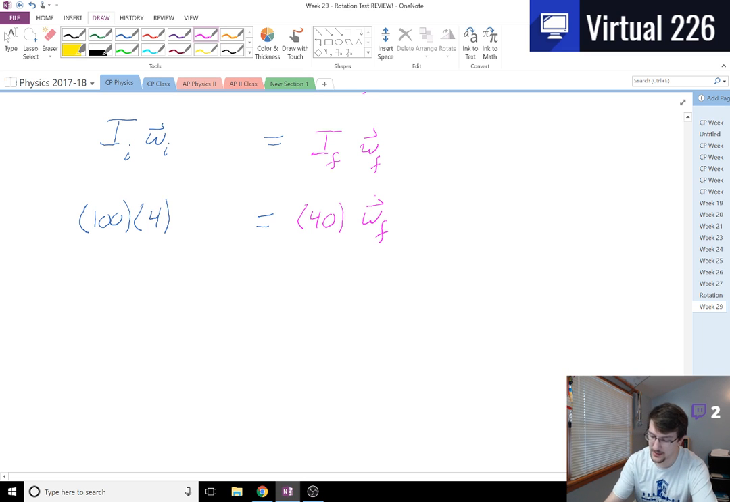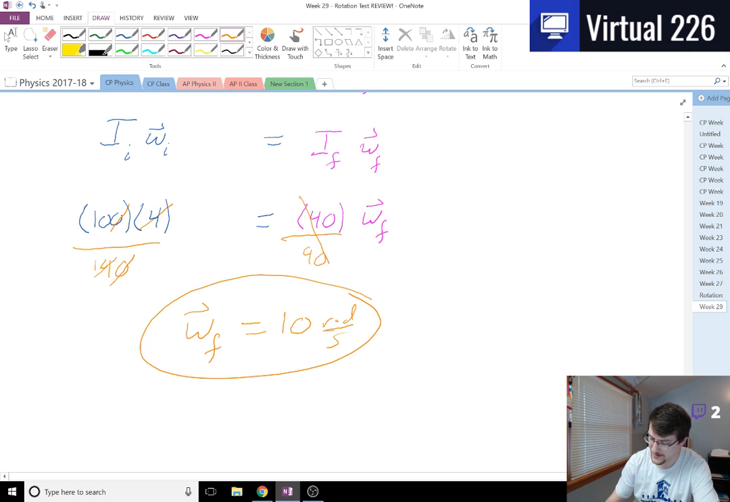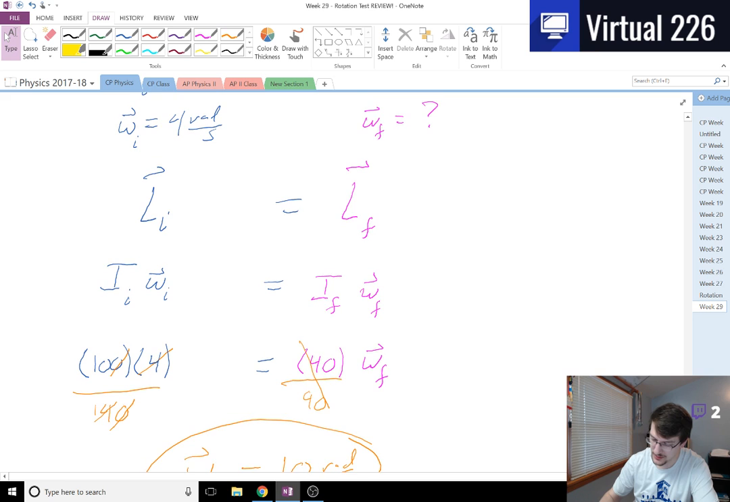If we solve for that, we are just going to divide each side by 40. This is actually fairly straightforward to do. We know that 100 times 4 is going to be 400, and 400 divided by 40 is just going to give us 10. Another way I can do this is recognize that this is going to become a 1, this is going to become 10, and then the zeros cancel out. So we end up finding that the final velocity is equal to 10 radians per second. It used to be 4, now it's 10.